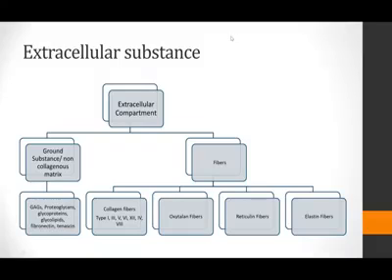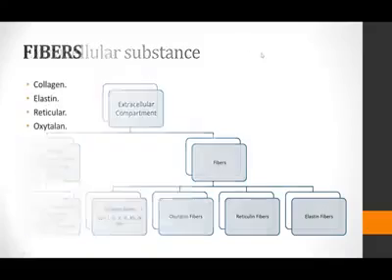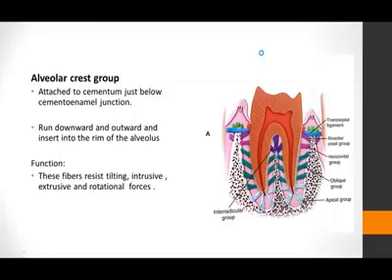The extracellular compartment of the periodontal ligament consists of the ground substance, in which various fibers, the collagen fibers, oxytalan, reticulin and elastin fibers, are embedded. We talked about the types of the collagen fibers present in the periodontal ligament in detail. In today's lecture, we are going to talk about the rest of the three types of fibers present within the periodontal ligament: the oxytalan, the reticulin and the elastin fibers.